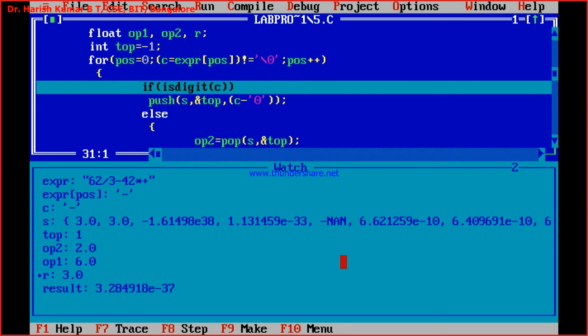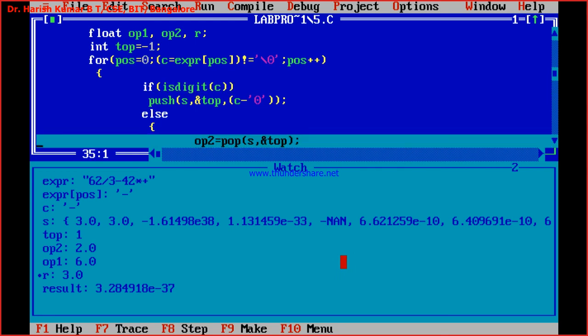Next symbol you are scanning is minus. So minus is not a digit. Now you have to pop 2 elements. So first 3.0, this 3.0 is popped and gets assigned to OP2.